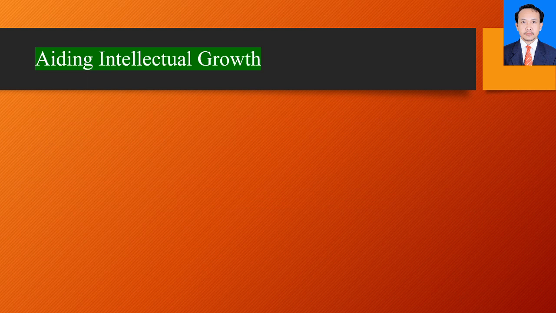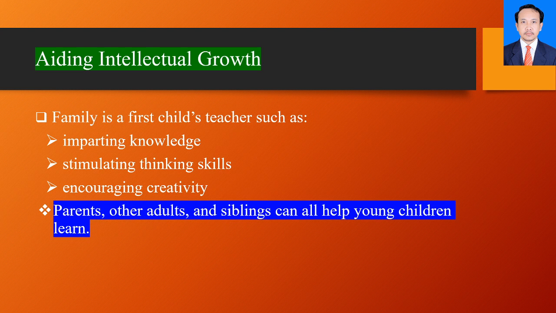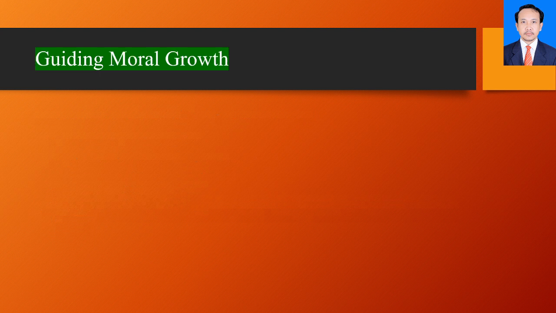Adding intellectual growth. Families are the first teachers, imparting knowledge. Each member in the family, especially the parents, has a strong obligation to impart knowledge to the children in the family, stimulating thinking skills and encouraging creativity. Parents, the adults in the family, or relevant siblings can also help young children to learn here. Okay, guiding moral growth.